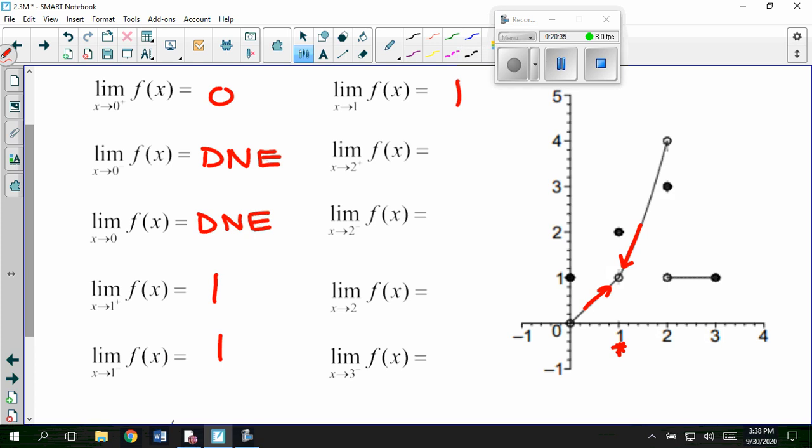All right, we're doing well so far. Let's skip over to the 2. And 2 from the right is our next request. So 2 from the right side, we approach the value of 1.